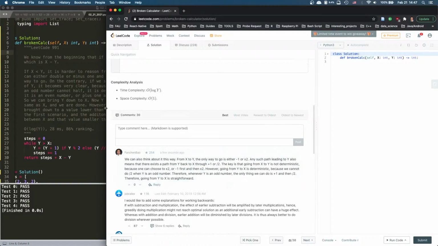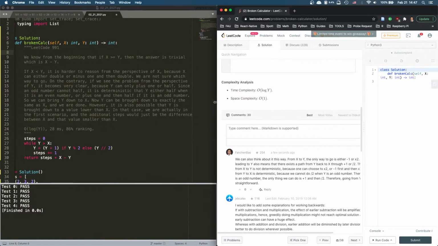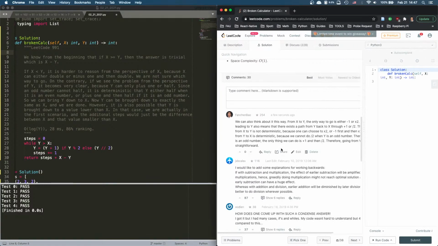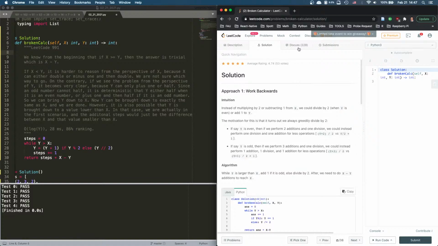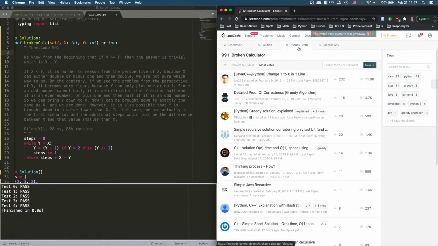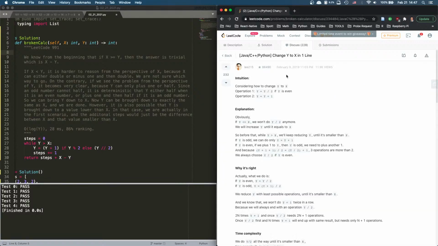All right, I'm going to leave my comment here. Probably not going to show up. They will show the one with the most upvotes. I want to see if there are any others. Changing y to x in one line. All right, let's see.